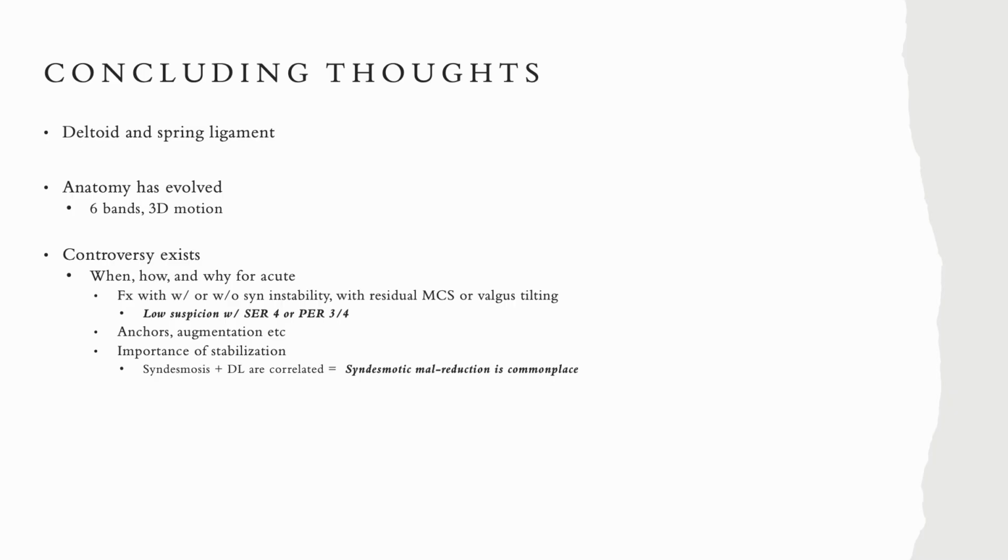It's relatively simple with a tightrope or dynamic fixation, and then you go back and stress it again. If there's any valgus or continued instability, either add an ITFL repair with an internal brace or add the deltoid in there. I have really low suspicion on SER 3 or 4 injuries and PER 3 or 4 injuries to fix anything.